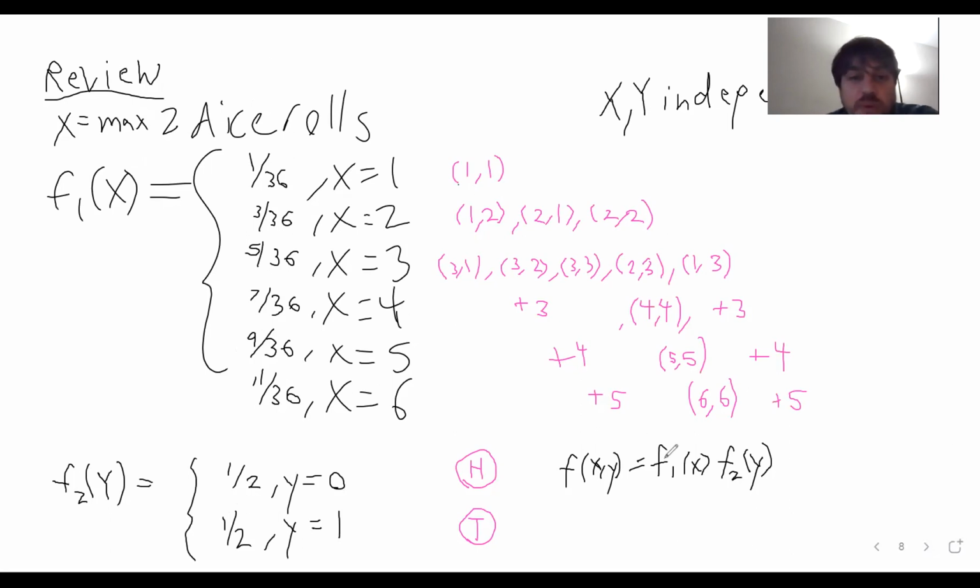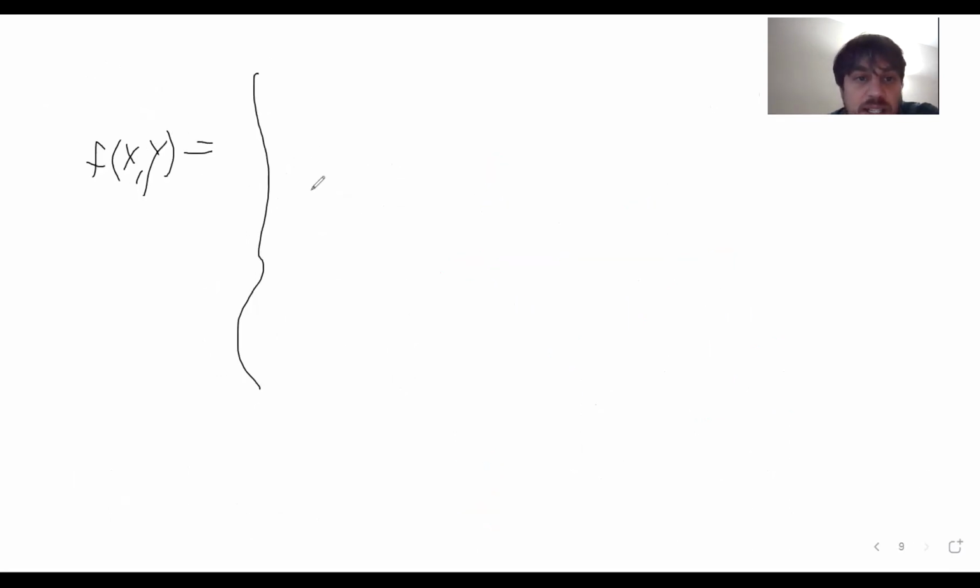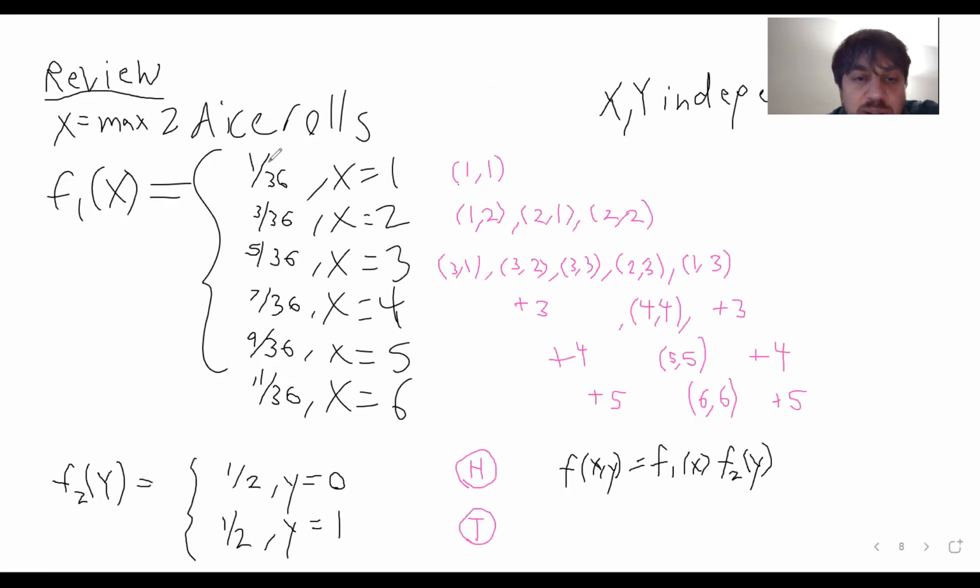And so because then f1 of x is this times f2 of y, which is this, you multiply each of these by 1/2. And so what you get is 1/72 for x equals 1 and y equals 0 or 1, right? Y could be 0 or 1. If y is 0 and x equals 1, it's 1/72. If y is 1 and x is 1, it's 1/72. Also, 1/72 for y equals 0 when x is 1, and 1/72 for y equals 1 when x is 1, they add up to the 1/36, which you have here.